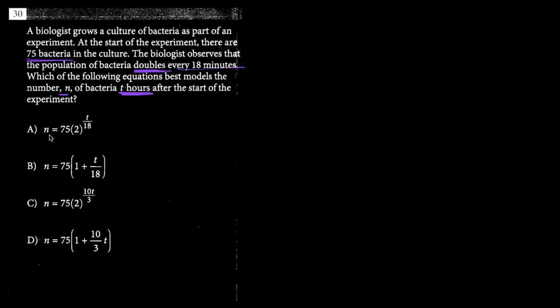Okay, we can automatically cancel out choices B and D. And the reason I say this is that the common ground between these two choices is that they are linear equations. And how do I know we are not looking for linear equations in our answer? It's because of this key word right here, doubles, okay?